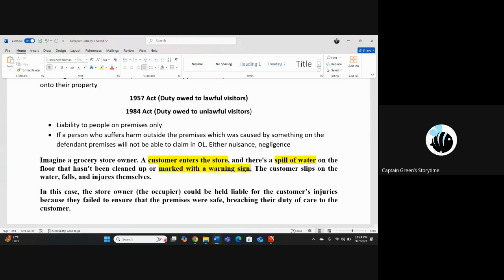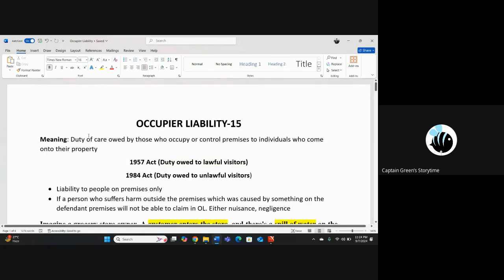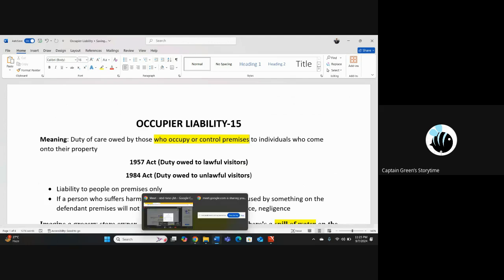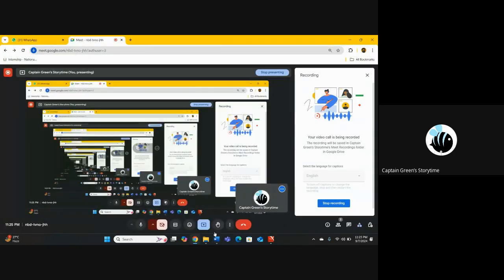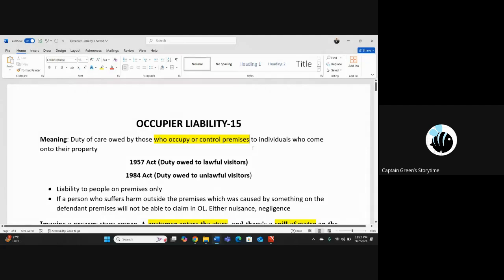Now, there is an important question regarding it: what does it specifically mean? It is the duty of care owed by those who occupy or control premises to individuals who come onto their property. Thus, a person who is controlling or occupying a premise has liability towards those individuals who come onto their property, either lawful visitors or non-lawful visitors.